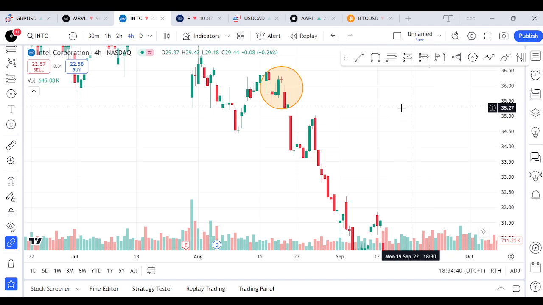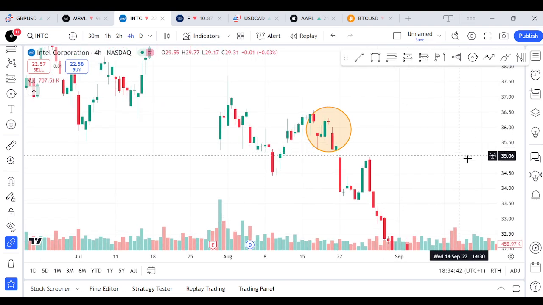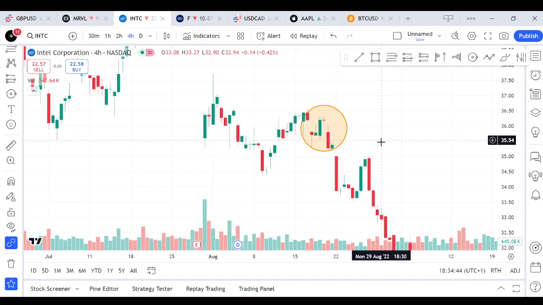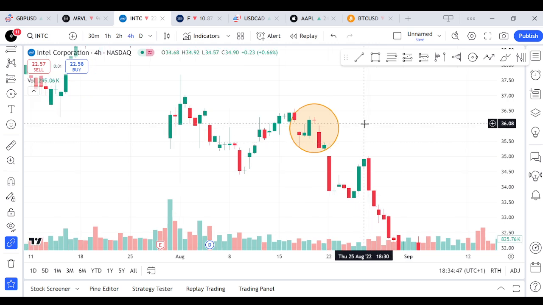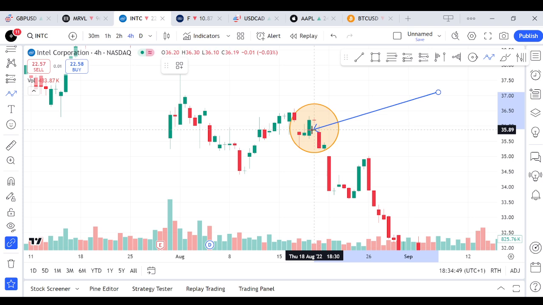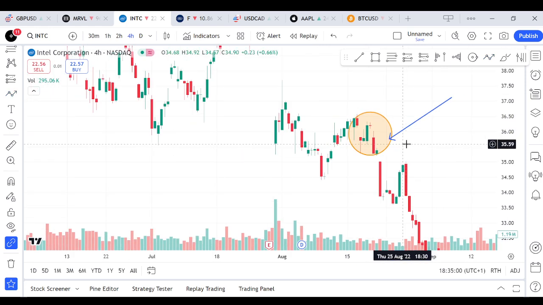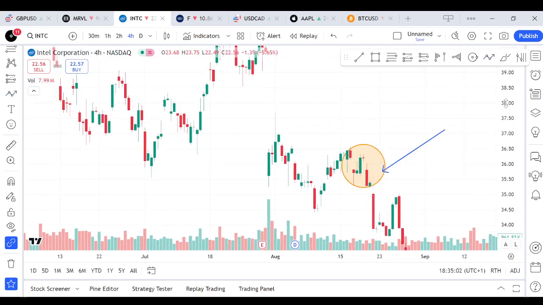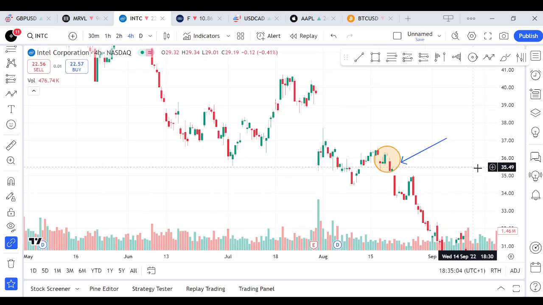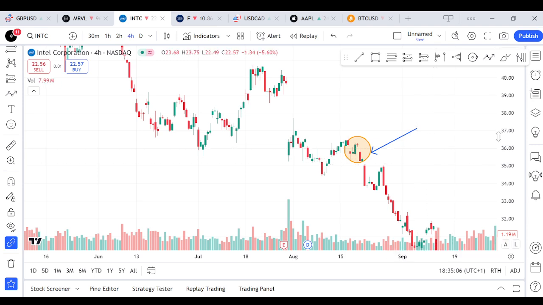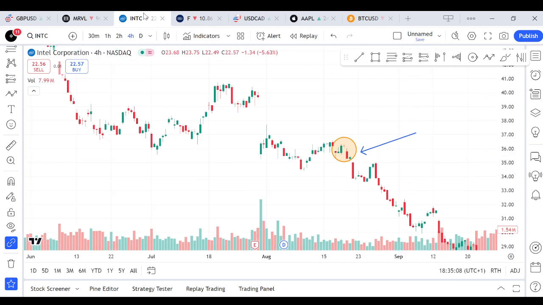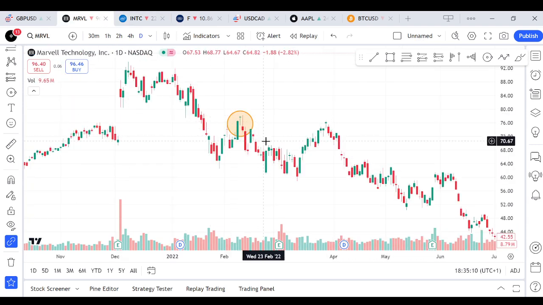So this is another example of the Evening Doji Star candlestick pattern, and you can see the first candle, which is this bullish candle, and the doji, the star, and the third candle closing well below the first candle. So that is exactly how it should be. This is the Evening Doji Star candlestick pattern. So I think I have one more here.